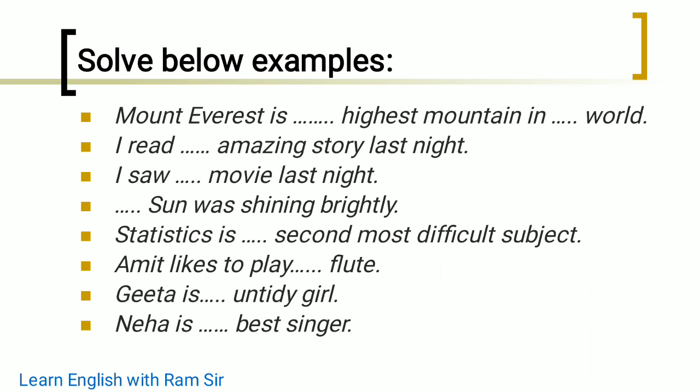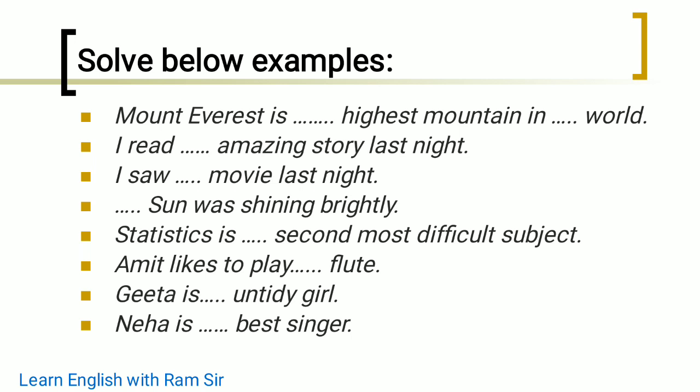Now this is the time to solve the examples, right? Let's see. Mount Everest is dot dot highest mountain in dot dot world. Highest is the word which is in superlative degree. High, higher, highest, right? So of course you have to put here the article. World. How many worlds are there? Only one world is there. This is the unique kind of thing. And of course here also you have to put the. Mount Everest is the highest mountain in the world.